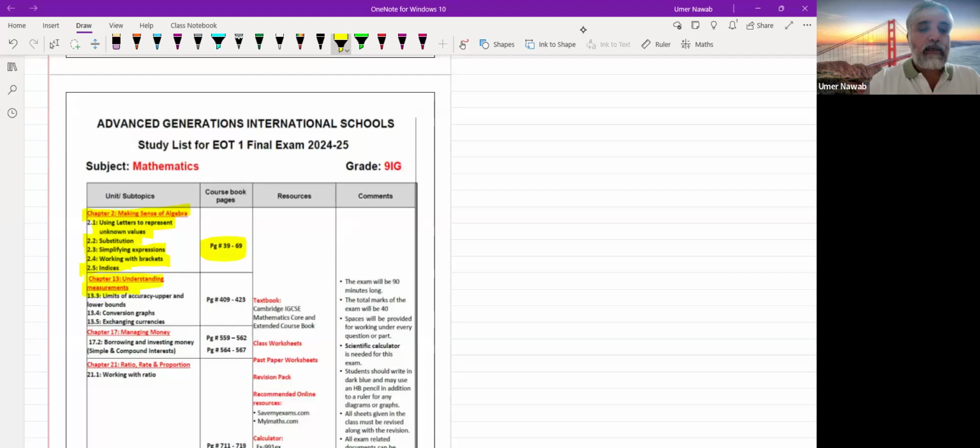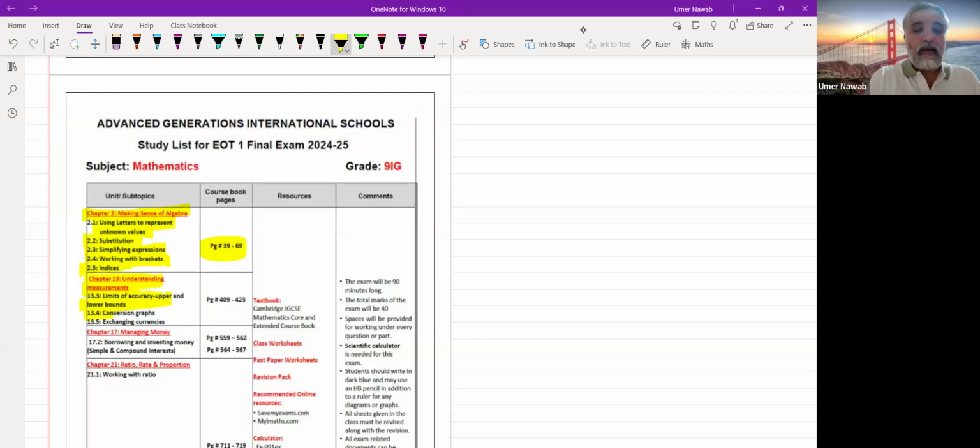Then later on, we have chapter number 13, which is understanding measurements. The first two topics have already been tested in term one, in the midterm, so I did not include them. I included limits of accuracy. You remember lower bounds and upper bounds concepts. So this is coming in the exam.